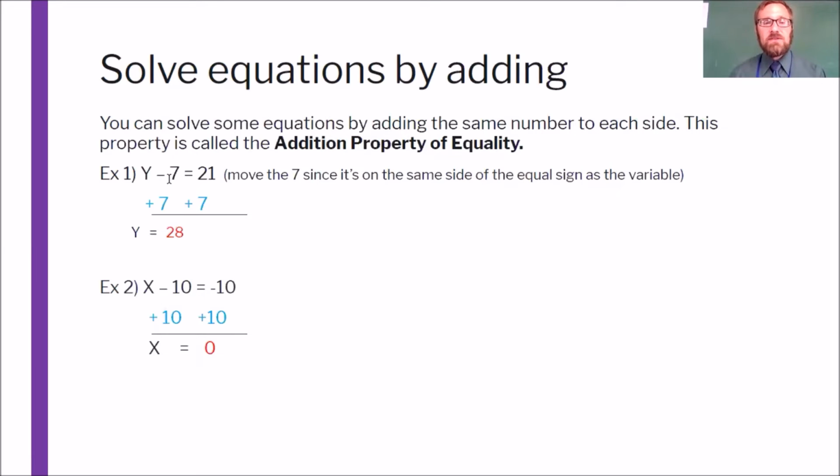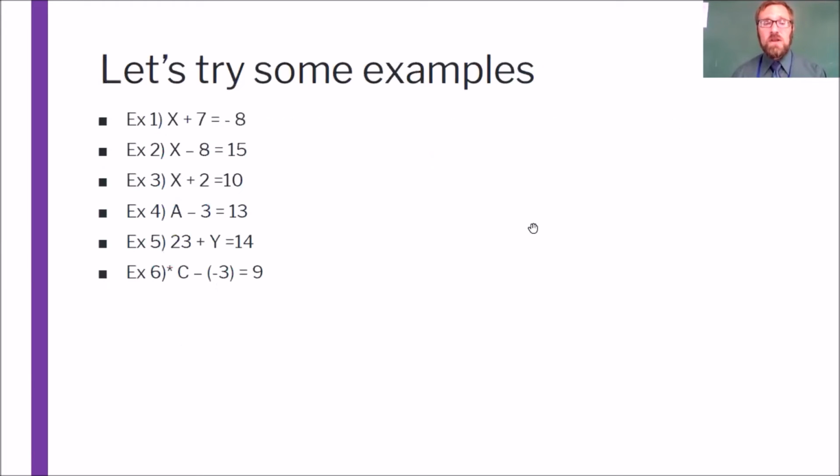So if we have negative 7 plus 7, that's 0, so we're left with just y on the left. 21 plus 7 is 28. x minus 10 is negative 10. You add 10 to both sides, x is 0. Try some examples. So go ahead and pause the video, try these 6 examples, and then come back to the video and see how you did.